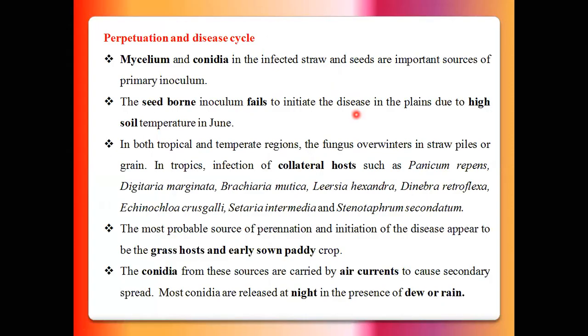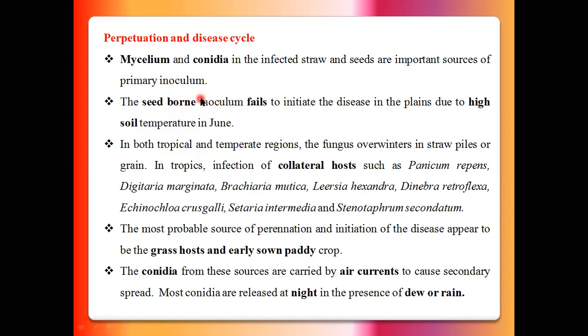Then we discuss the perpetuation and disease cycle. I already discussed the perpetuation. Primary infection takes place from infected seeds used for sowing purpose, because this infection is generally seen on the glume and outer surface of the seeds. Such infected seeds are used for sowing in the next year, so 100% disease is produced. Then infected plant part debris in the soil is another possibility to initiate the disease in healthy plants.